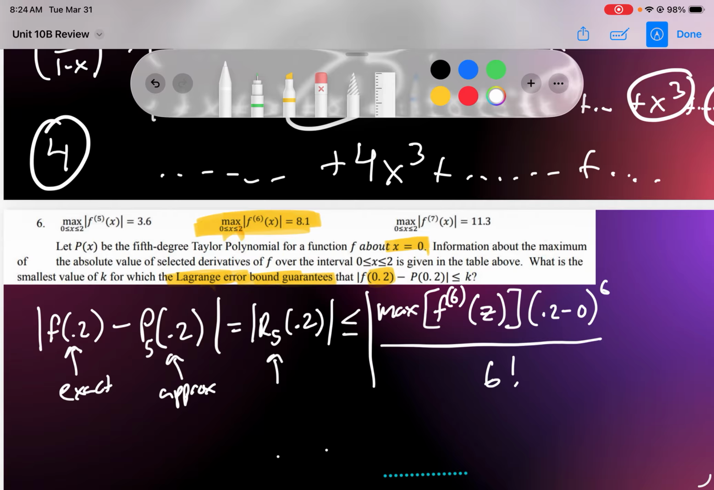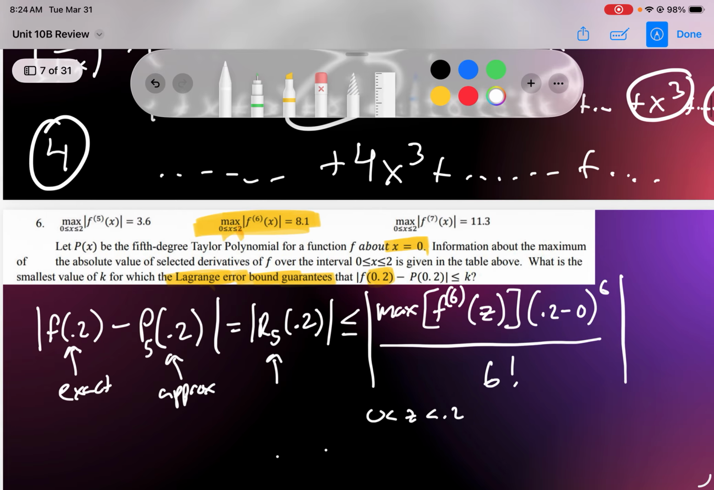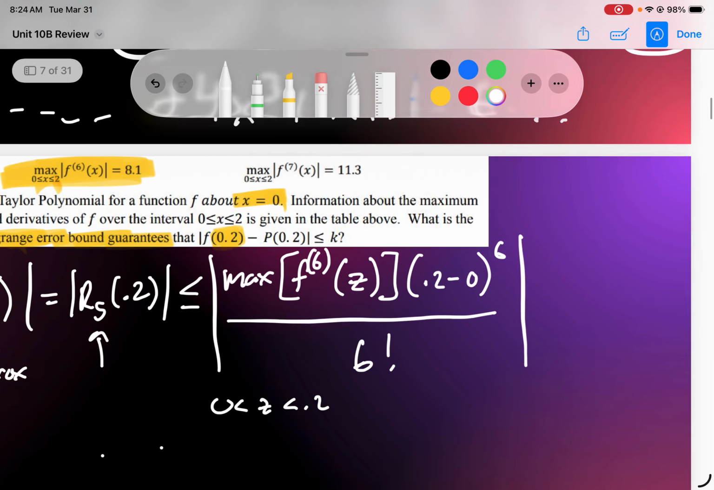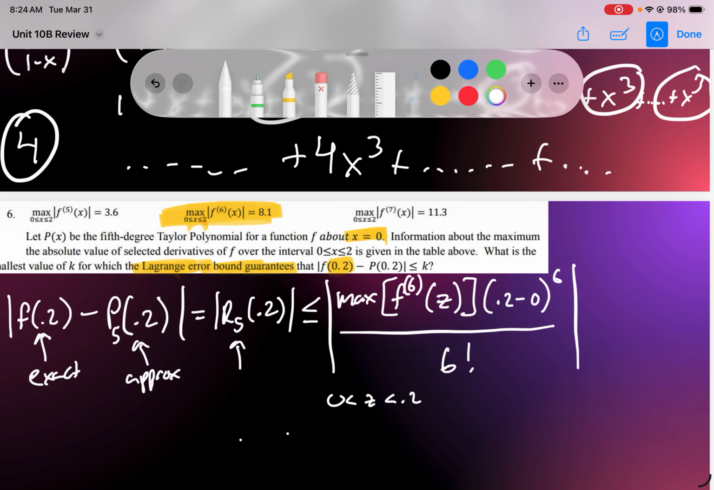The absolute value didn't need to be that big. z is in between 0.2 and 0. I'm trying to find the k, the worst case scenario. So the maximum value of the sixth derivative at z would be 8.1. I got that from the information they gave me. So this is 8.1. I'm going to take away the absolute values because they're not needed now. 0.2 to the 6th power over 6 factorial.